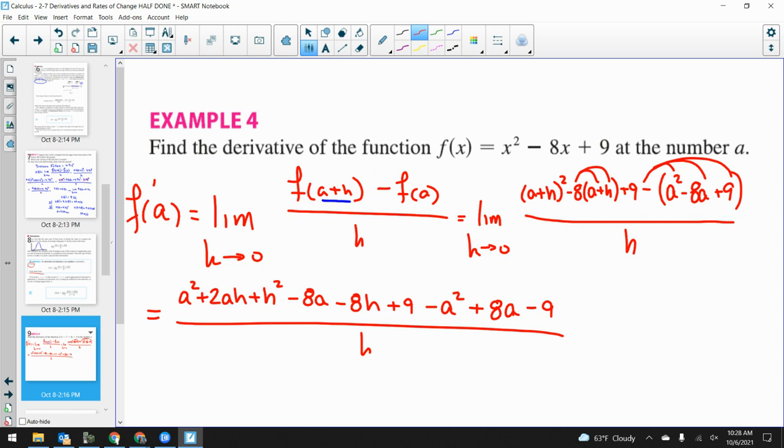Here's where it starts to get fun. Cancel, cancel. Cancel, cancel. Cancel, cancel. Okay, so now we take, let's put the h squared first. I don't know why, it just seems like I should. h squared, and then we'll go plus 2ah minus 8h, all divided by h.